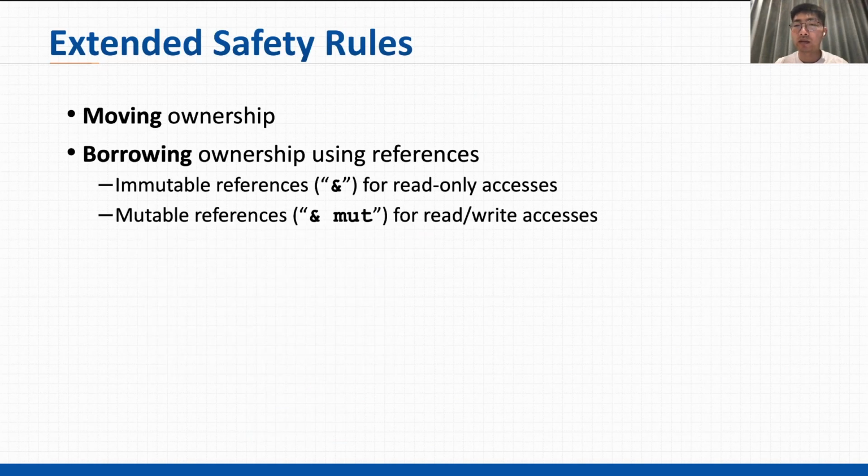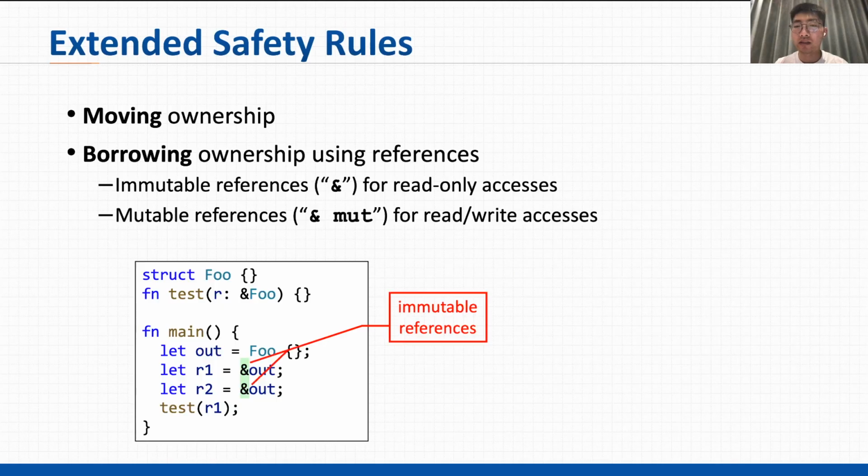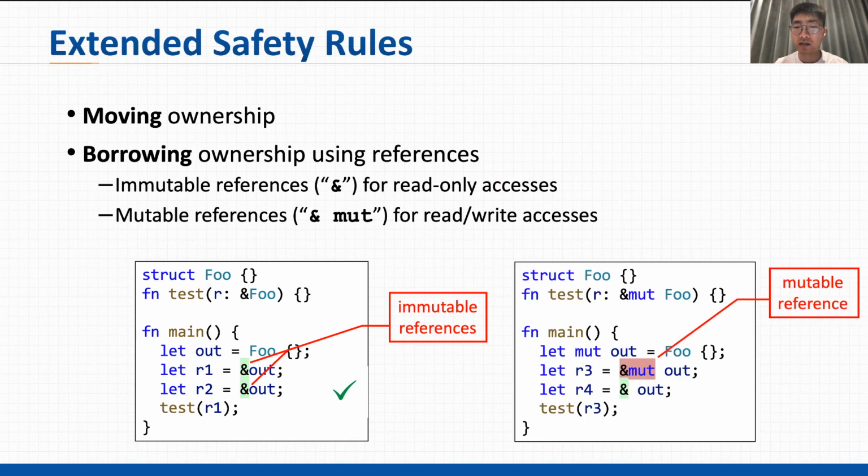Second, Rust allows to temporarily borrow a variable's ownership using a reference. A reference can be immutable for read-only accesses, or mutable for read and write accesses. Rust allows multiple immutable references to a variable to exist at the same time, but it only permits at most one mutable reference to a variable at any time. All these rules are checked statically during compilation. They essentially prohibit having mutability and aliasing at the same time.